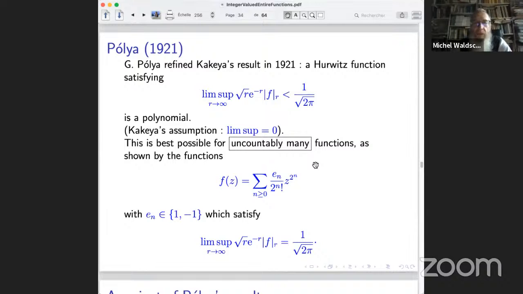So the situation is very different from the situation of integer valued entire functions. First, because you cannot remove the square root of r. And secondly, because when you reach the limit 1 over square root of 2 pi, you have uncountably many functions instead of countably many.